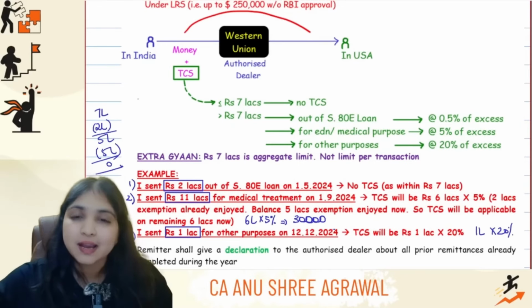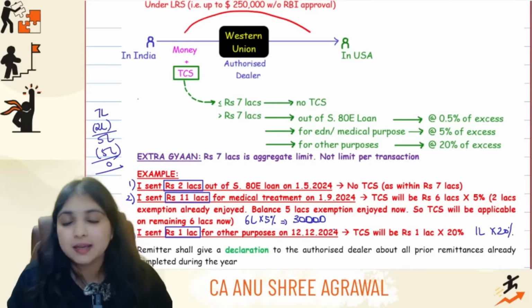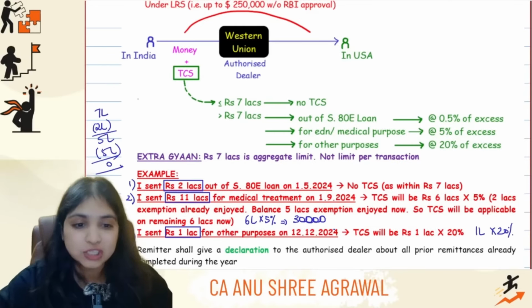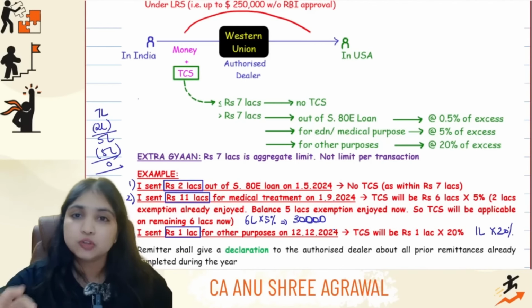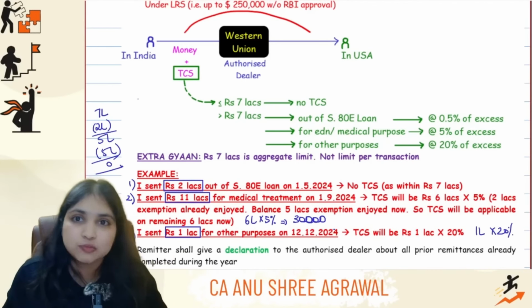Up to 7 lakh exemption you will get. 7 lakh is going to be the total aggregate exemption for all the transactions put together. For all the purposes put together, 7 lakh total exemption you will get. Okay. Per annum this exemption limit is.